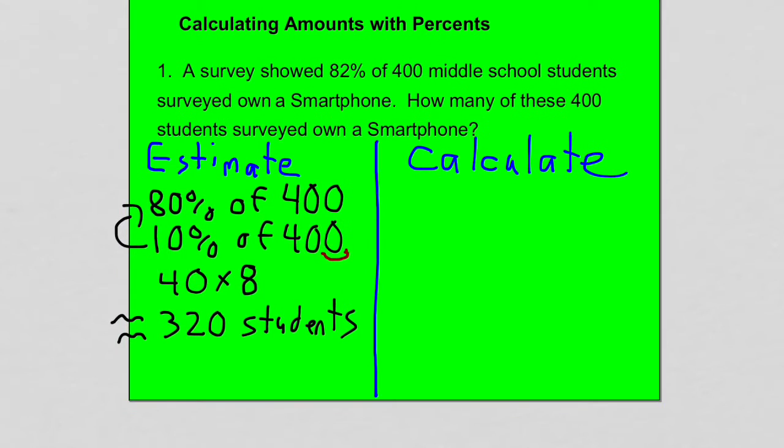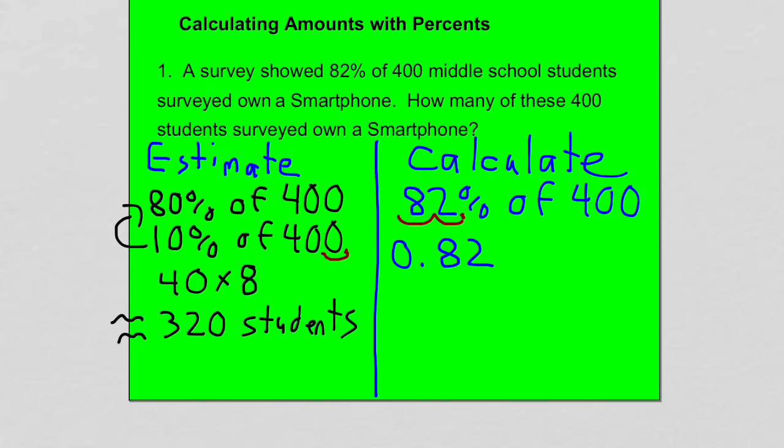Now to calculate this, we don't round off the numbers. We do 82% of 400. We use mental math to change the percent to a decimal. So even though we don't see it, there's a decimal after 82%, and that decimal shifts 2 spaces to the left when we turn that into a decimal. And so this becomes 0 and 82 hundredths. To calculate the exact amount, we take that decimal and multiply by the amount, 400.